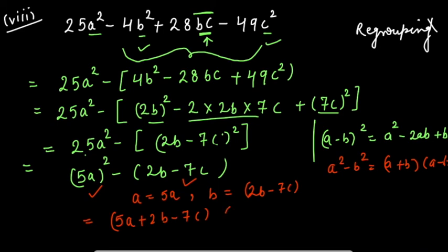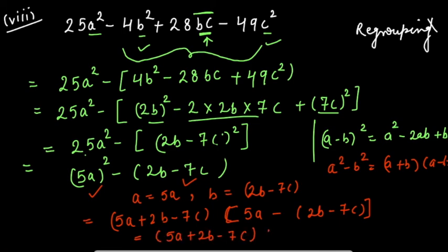Then you have to write a minus b, which gives me 5a minus, because I am putting it in the bracket so that you can open the brackets in the next step, which gives you the first bracket as 5a plus 2b minus 7c as it is, and the second bracket 5a minus 2b plus 7c. Because there is a minus sign, when you open the bracket, this becomes minus 2b, and here minus into minus becomes plus 7c.